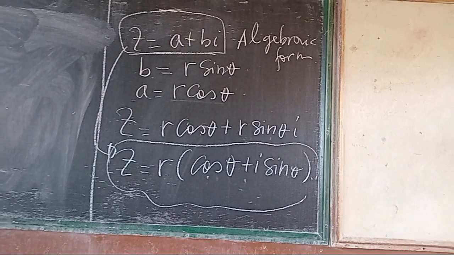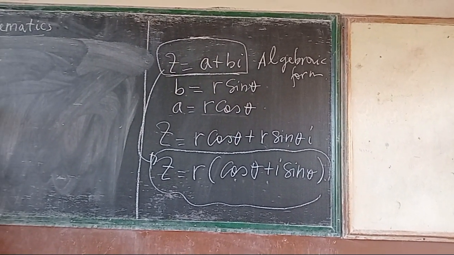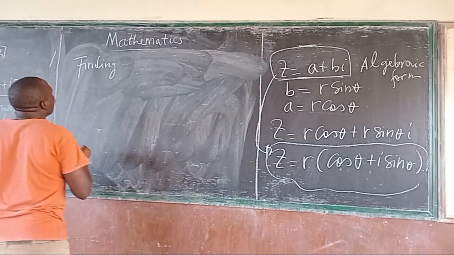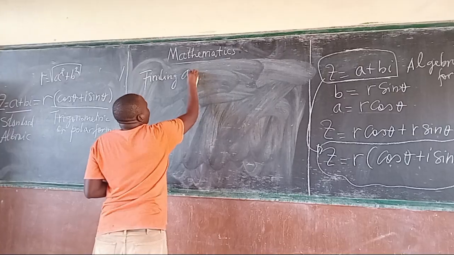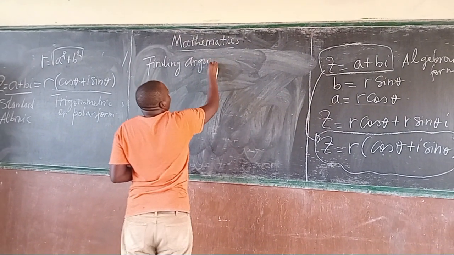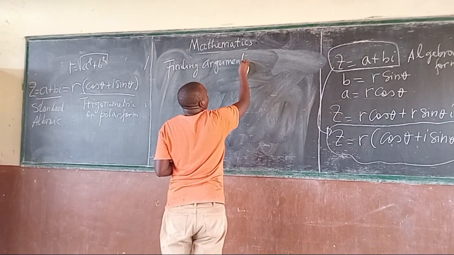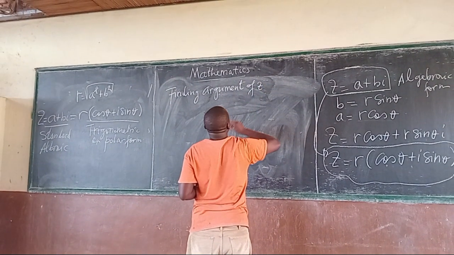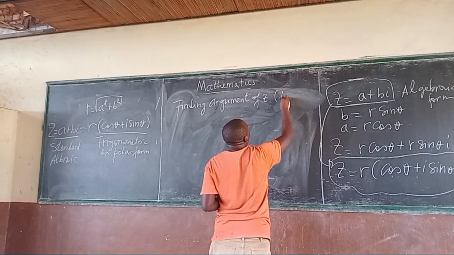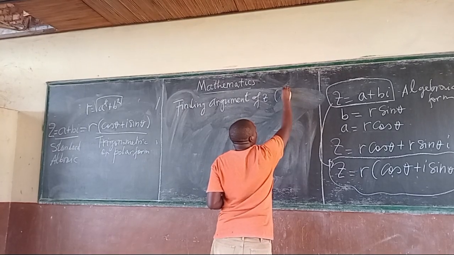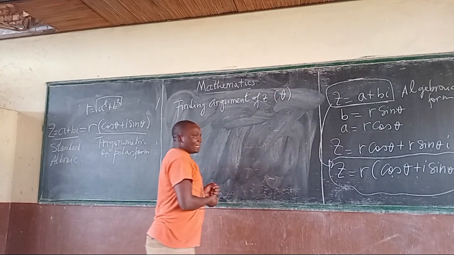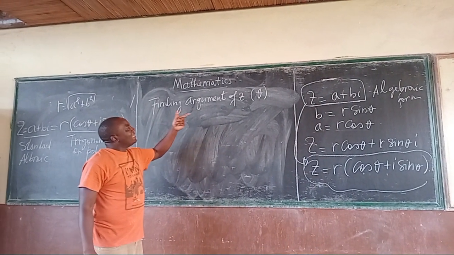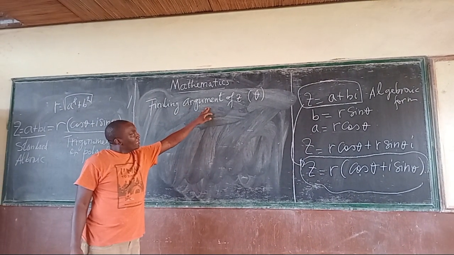Finding argument. We are going to discuss finding the argument of z. The argument of a complex number z is what we call theta. Teachers, a good way for finding this angle theta is this one.